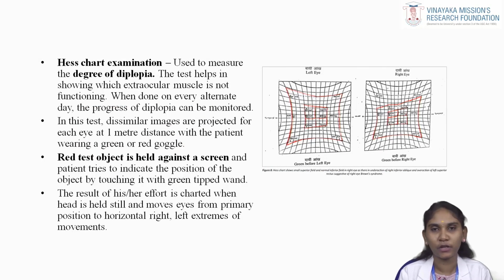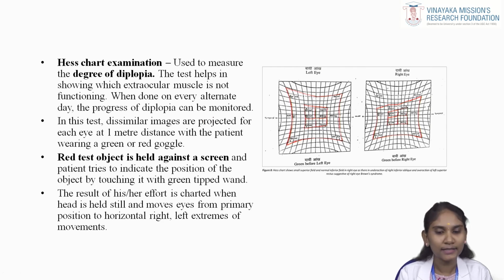So, what is Hess chart examination? It is used to measure the degree of the diplopia. Already the diplopia is present and you want to know the degree of the diplopia. So, this test helps to see which extraocular muscle is not functioning. It is done on every alternate day, so the progress of the diplopia can be monitored.